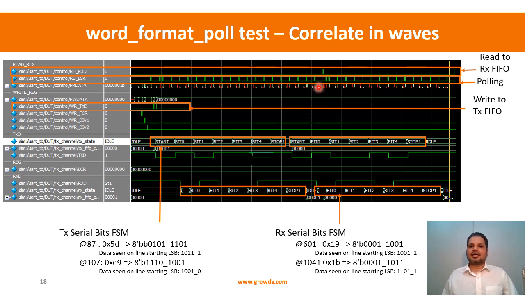It will indicate that the data ready will come, and once the data ready has come, then we read the RxD register, and when we read that particular RxD register, we would have found this value 19 in it. Same thing, once the second character reception completes, again the polling becomes successful, and once the polling becomes successful, we do the read to the RxD, and then we get the next data character, that is 1B. So this gives you a big picture of this word format poll test, how it is transmitting two characters and how it is receiving two characters.